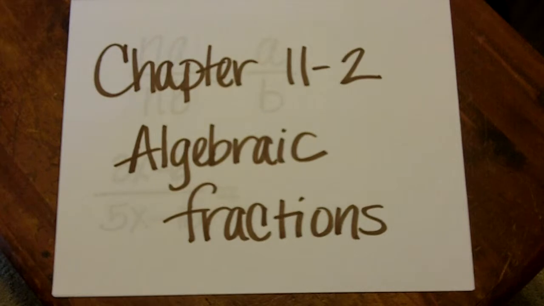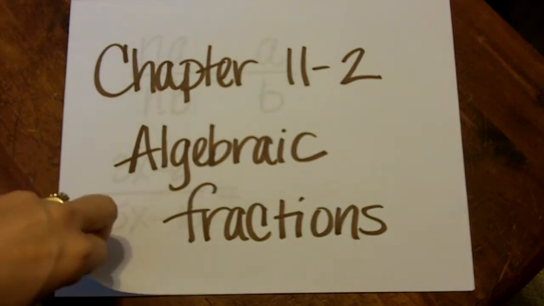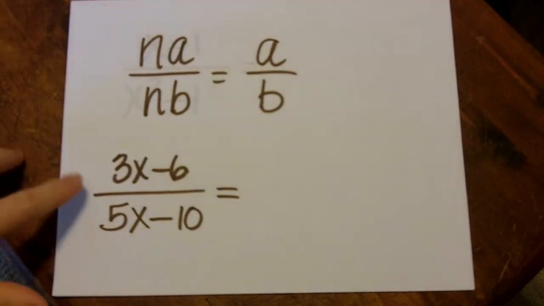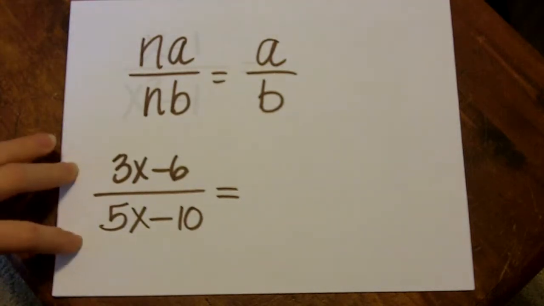Now, of course, things get a little bit more difficult because we're not just dealing with fractions, we're dealing with algebraic fractions. Now, in our last lesson, we learned that n times a divided by n times b would give us just simply a over b. We're able to reduce it. And I gave you the example of 24 over 36, which we were able to reduce to 2/3. Now you're going to have fractions that look more like this.